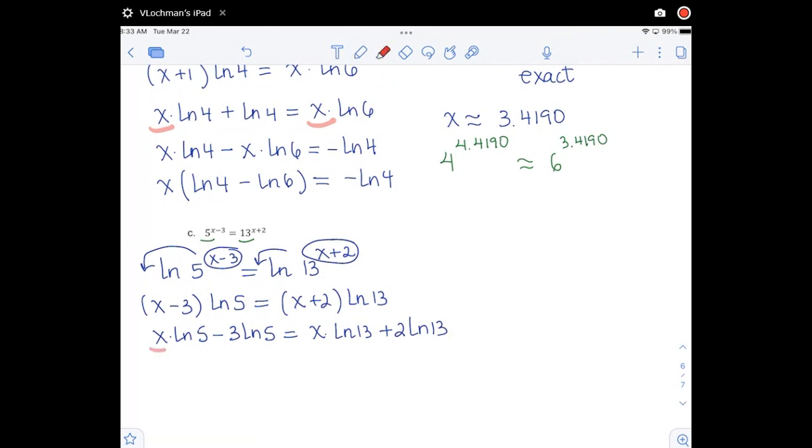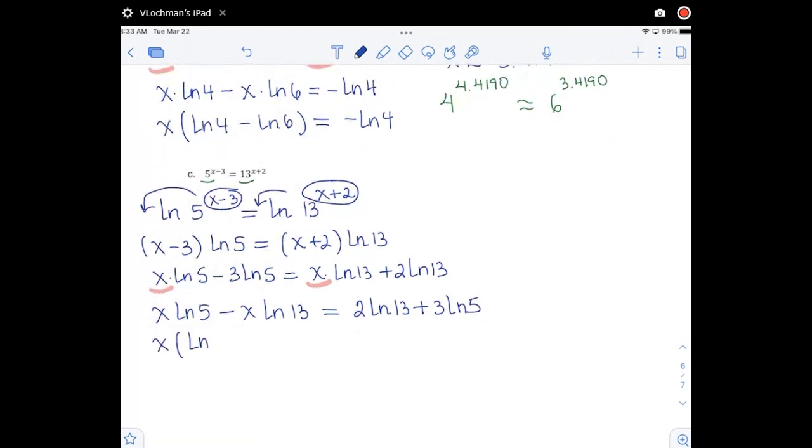Okay, just like before, I'm looking for my terms containing x. I'm going to isolate them on one side. Let's do the left side for x. Everything else is going to go on the right side. All right, now we're going to factor x. Natural log of 5 minus natural log of 13, that's inside. This expression doesn't change, right?